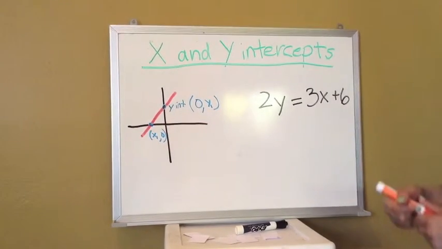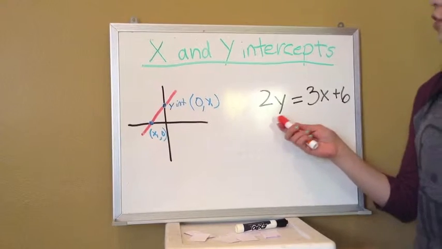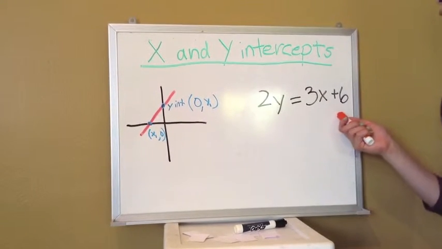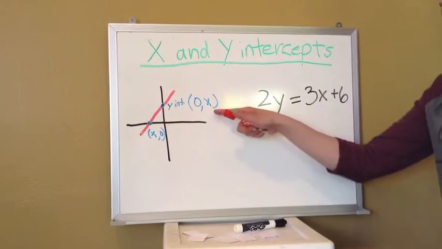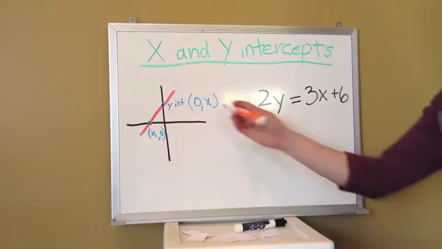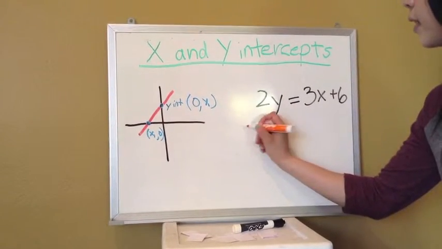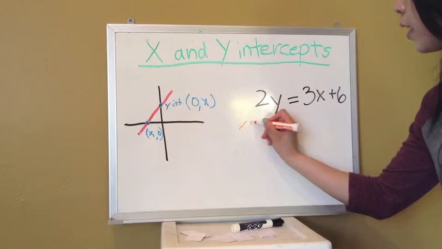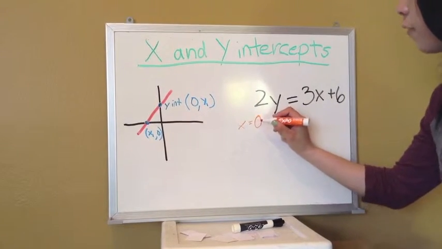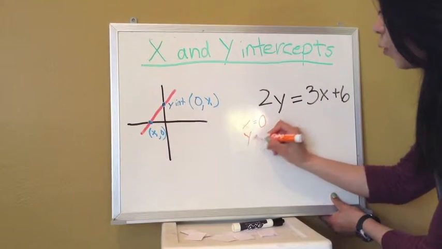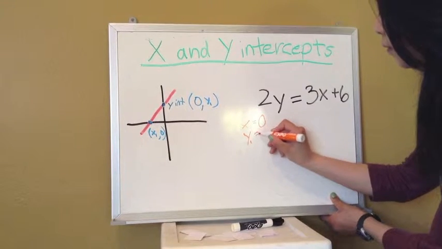So now let's try to do this with the equation. Here we have 2y equals 3x plus 6. Now let's first try to find what the y-intercept is. If we're going to plug in this point, that means x is equal to 0, and we're trying to find what the y-intercept is, which is, in this case, y1.